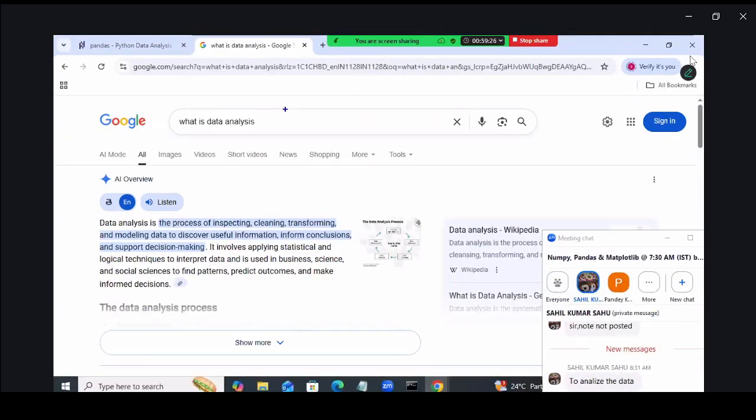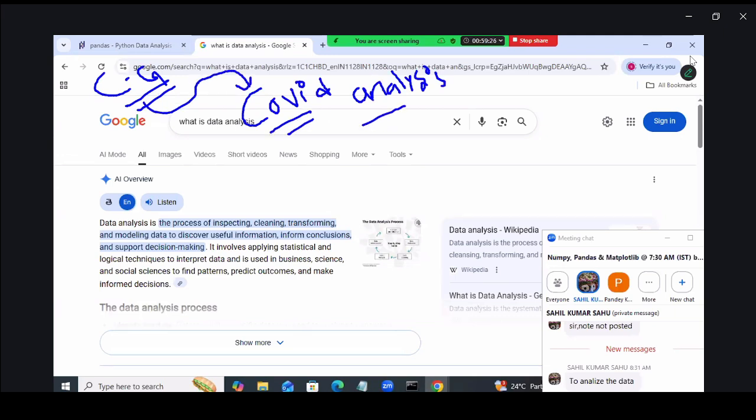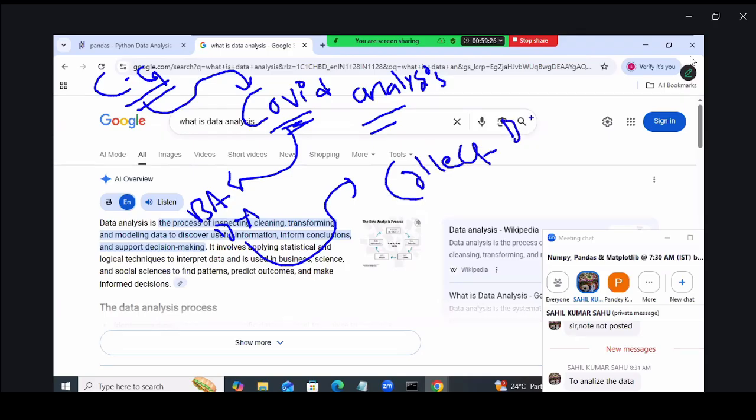If you take a simple example, COVID analysis. Suppose the central government wants some COVID information. Then they will give this task to whom? A business analyst, or a data analyst. What will he do? He will collect the data from different places.